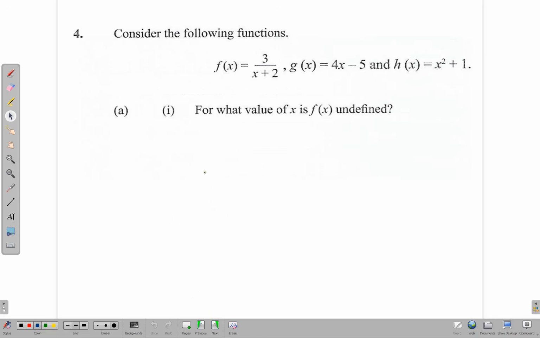It's a functions question, and first up we have that f of x is equal to 3 divided by x plus 2, g of x is 4x minus 5, and h of x is x squared plus 1. We ask first up for what value of x is f of x undefined, and by undefined we mean that we're actually dividing by 0.